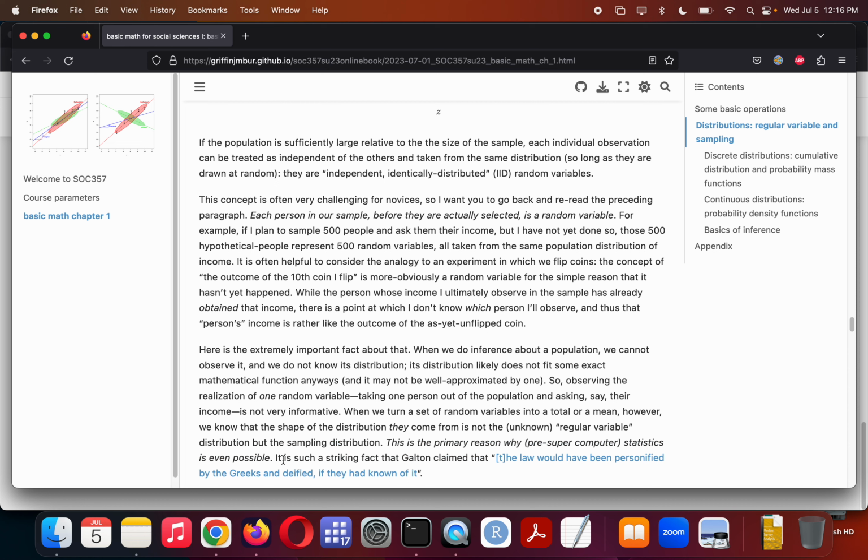And as I mentioned before in class, Galton has this nice quip, which is that the law would have been personified by the Greeks and deified if they had known of it. So it's so shocking and surprising that Galton thought that the Greeks would have basically formed a cult to it in the way that they formed a cult to other mathematical ideas.